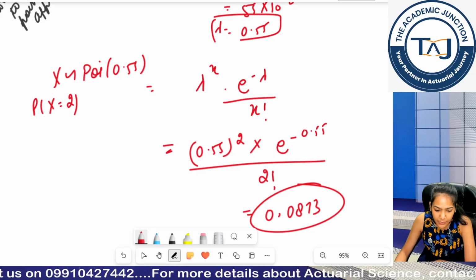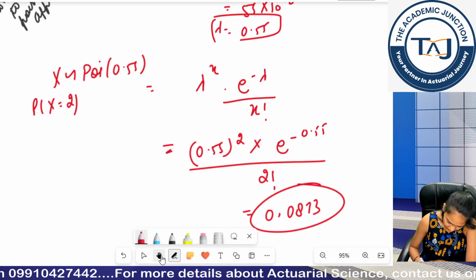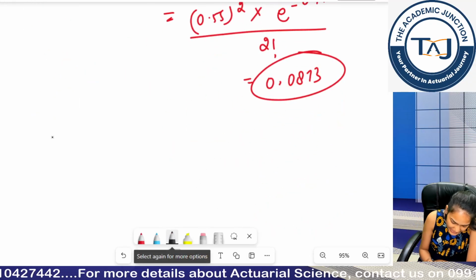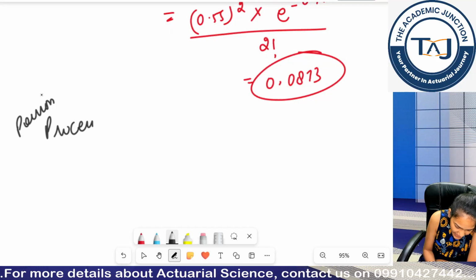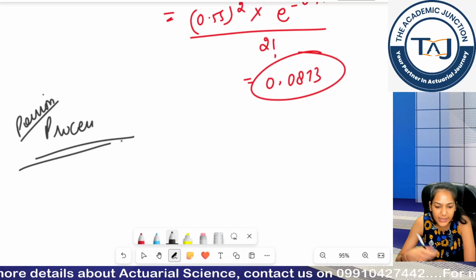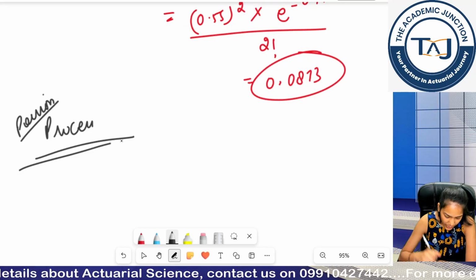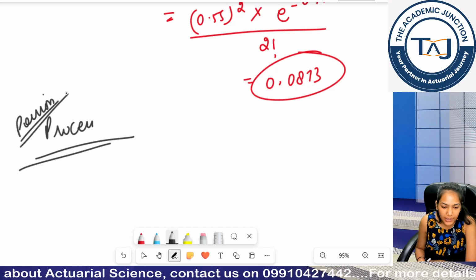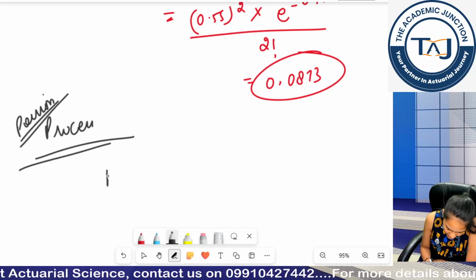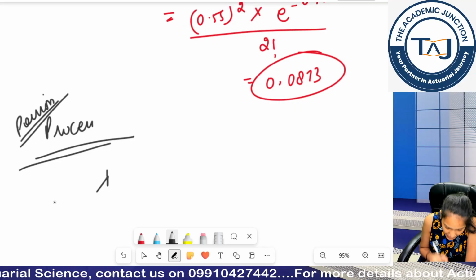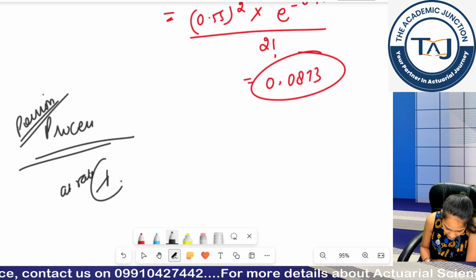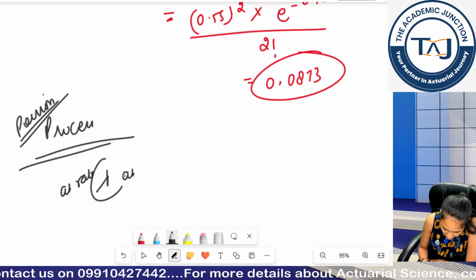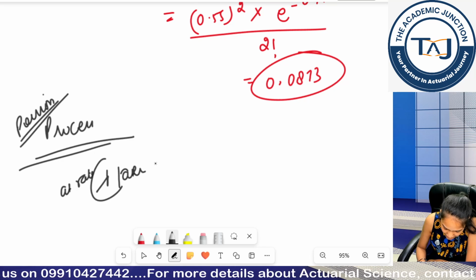Now there is something called Poisson process. We won't be going into detail on Poisson process, but there is a basic concept of Poisson processes in your CM2 and CS2. Understand it like this: an event is happening at a rate of lambda, right? So lambda per time unit.